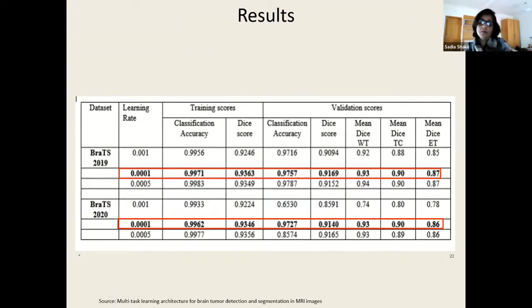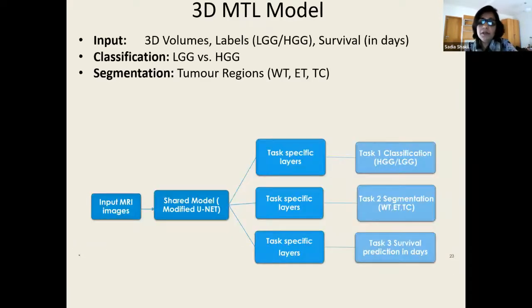So what we actually found from here is that the model that we selected was doing pretty well on 2D multitask learning. The next thing that we did was we moved to 3D multitask learning, which means that the input now, instead of slices, we were giving the whole volumes as the input to the model. The model is exactly the same. There is nothing different. There is a shared model here, and then after the shared model, there are task-specific layers.